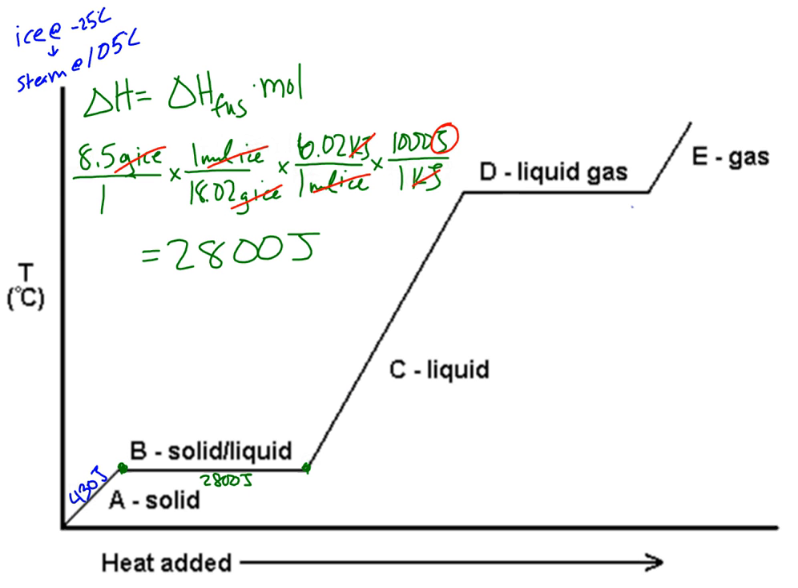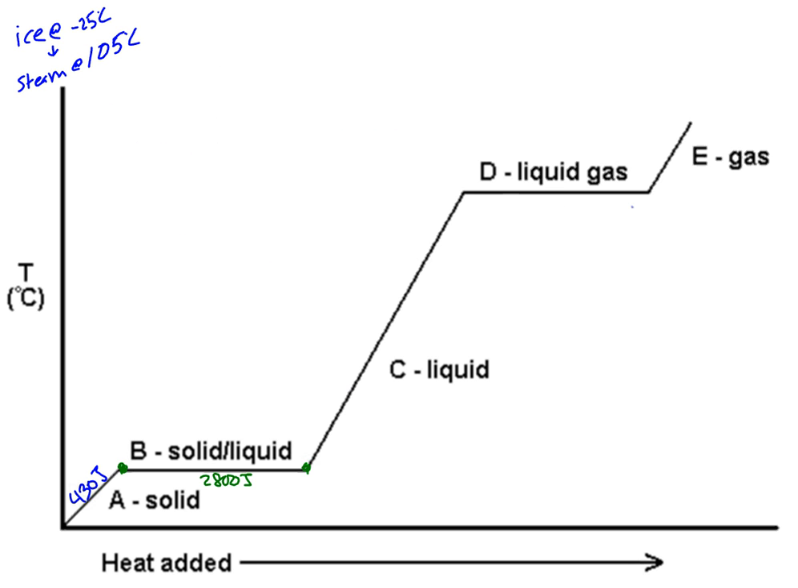Okay, so let's do another step. Step 2 of 5, done. Now I'm going to heat up the liquid because I've melted my ice now. Now it's all liquid. Now I need to heat it up to the boiling point, which is 100 degrees Celsius, because that's the boiling point of water.